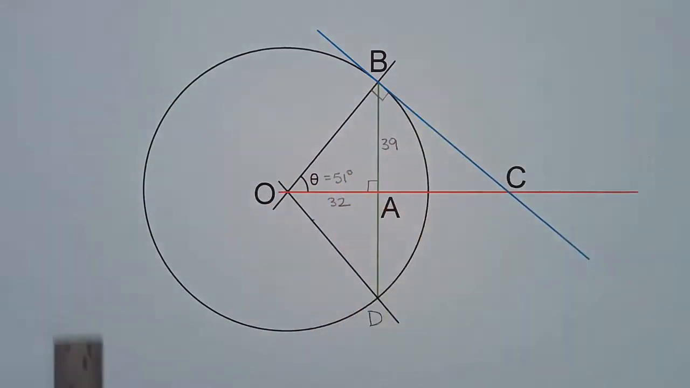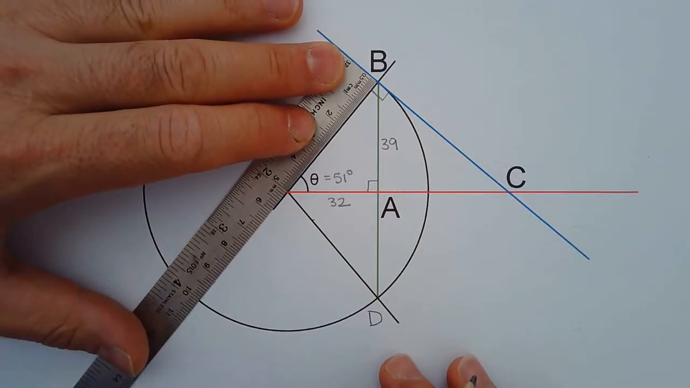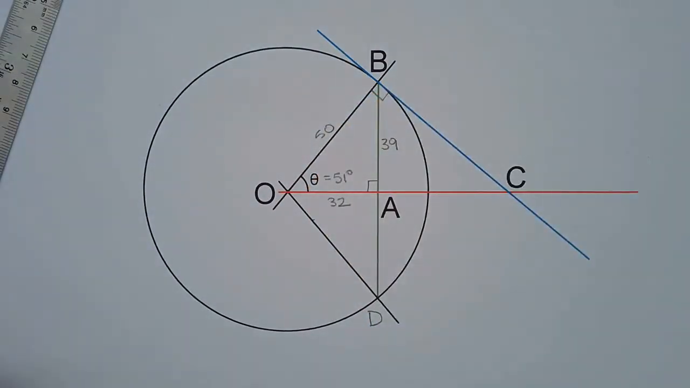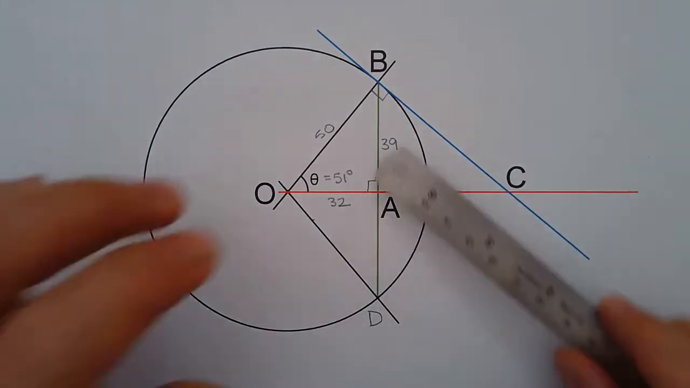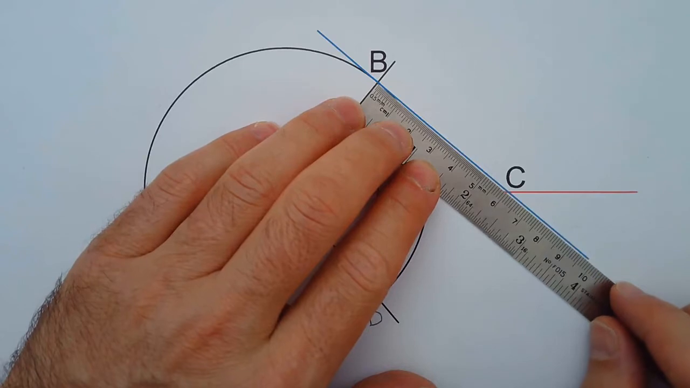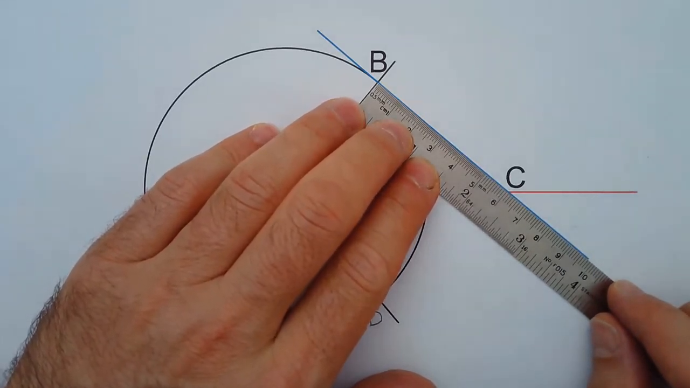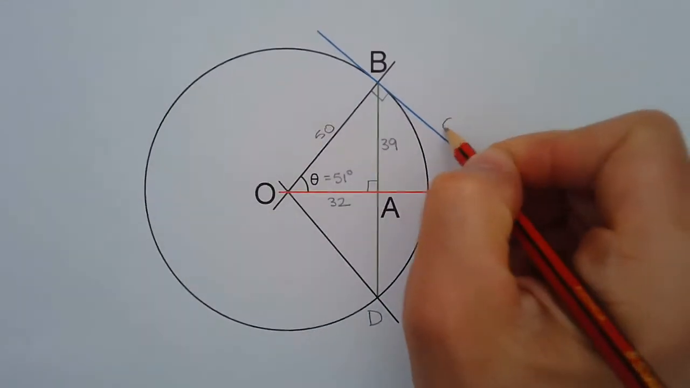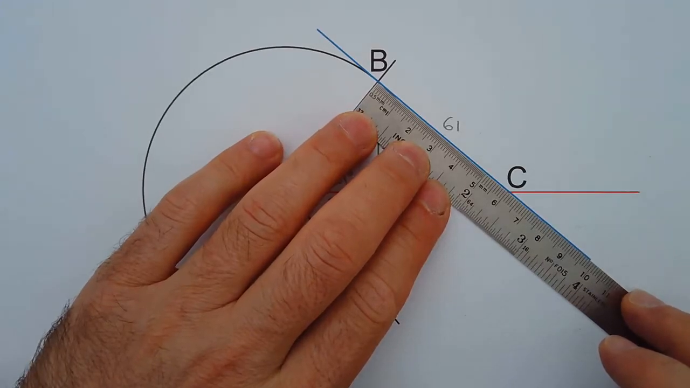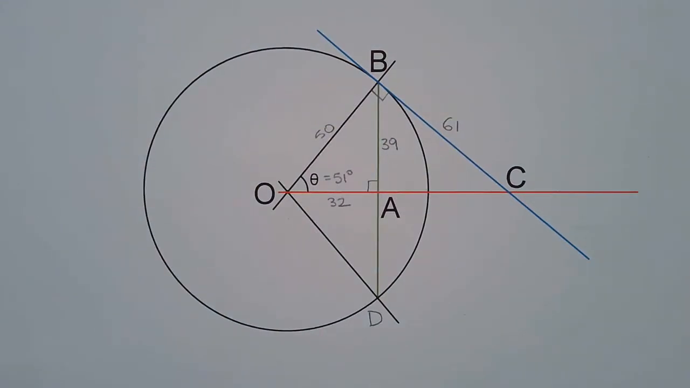So AB is 39, and the hypotenuse of this triangle is about 50 millimeters. So that's 50 there. And lastly, let's measure BC. This is what we call the tangent. And BC is around the 61 millimeter mark. I think I might have hidden that, but it's around 60, close to 61 thereabouts. So that's 61 millimeters there.